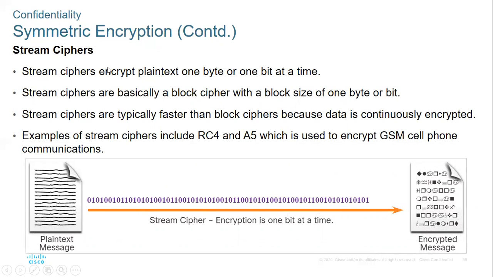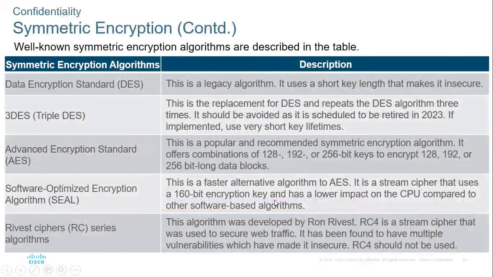And then stream cipher. With stream cipher, what normally happens is we encrypt bit after bit. Okay, and because of that, you find that it is faster than the block cipher. Examples where stream cipher is used are RC4, A5, as well as for encrypting in GSM cell phone communication. Okay, so these are examples of symmetric encryption.